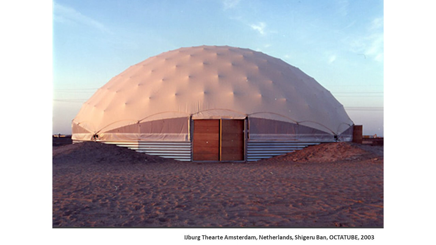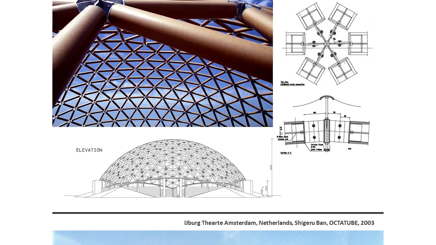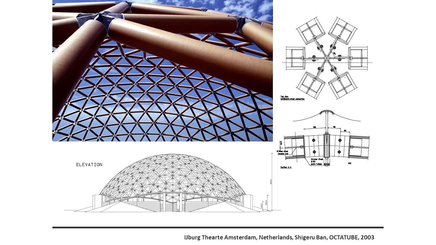Another example of a temporary structure, this time a geodesic dome. That was a temporary structure for a theater in Eindhoven, in the Netherlands. You can see how many paper tubes were used here with the steel rod connection. And all this structure was covered by a PVC fabric membrane to prevent the influence of water, of course.